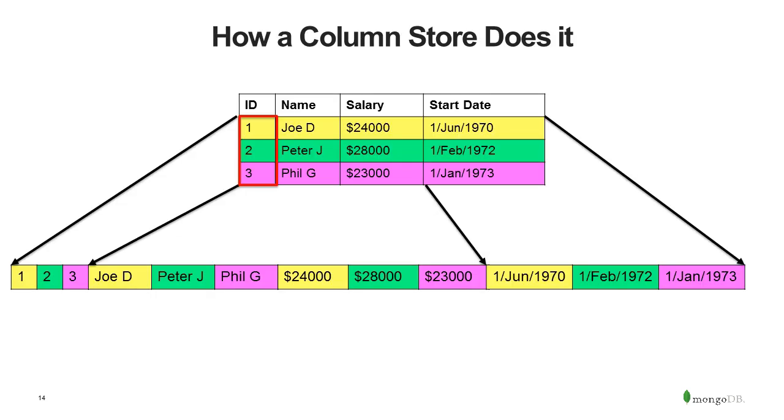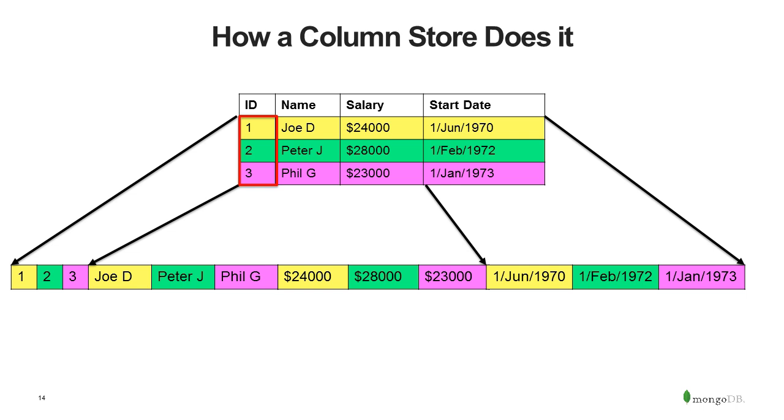On the other hand, a column store essentially pivots this on its head, almost like a pivot table. A column store stores the data in a table in column order, right? So essentially, when you store the data, you store all of the ID column, then all of the name column, then all of the salary column, then all of the start date column. So the columns are materialized on disk close together.